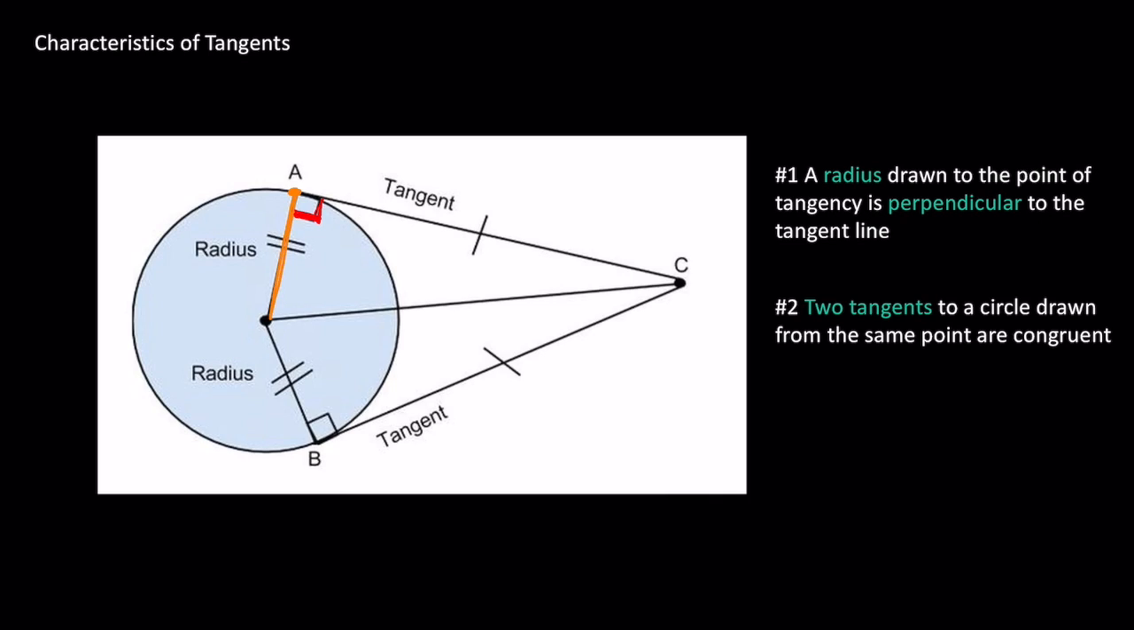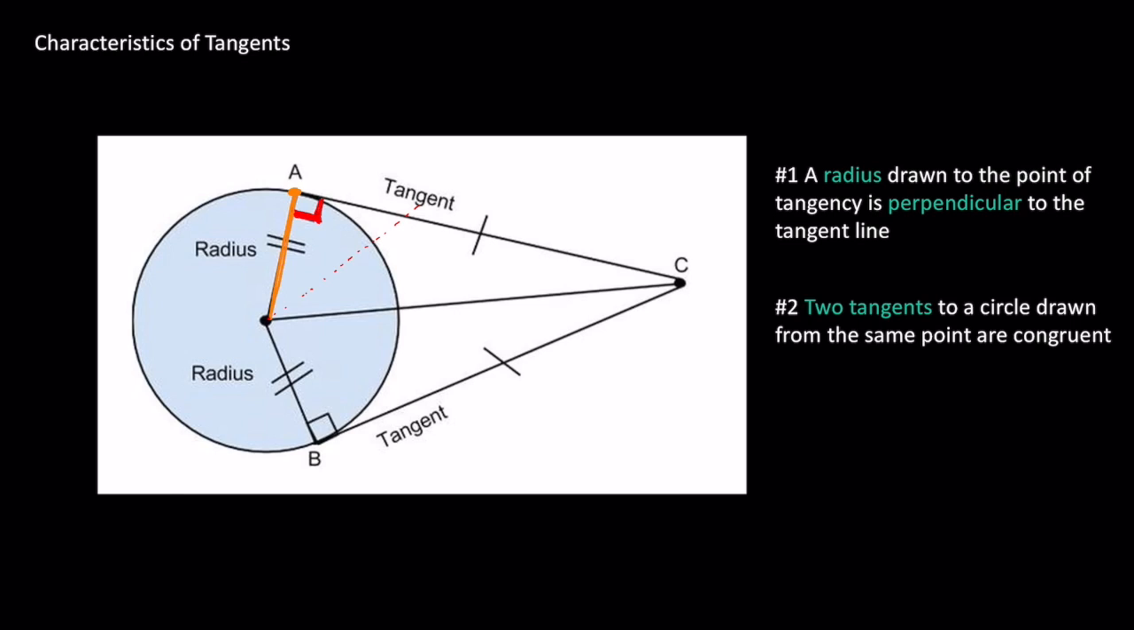Because imagine if you drew some other radius, let's say this, that wasn't perpendicular to the tangent. Well, it's not a radius anymore. It's not touching at the edge of the circle, right? So the only way they're going to meet is if that radius is perpendicular to it.